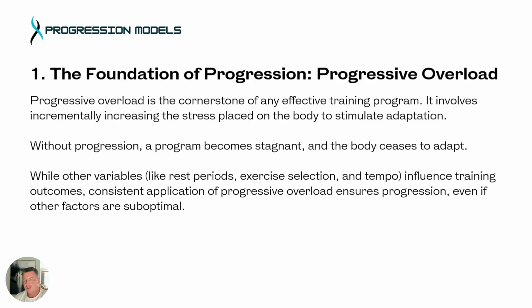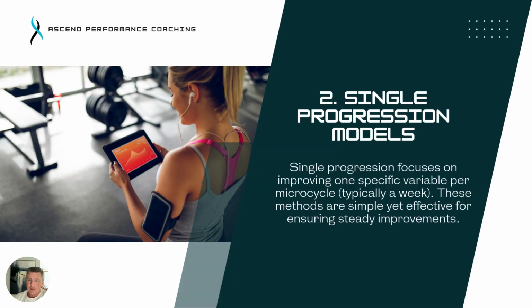So we're going to go through a bunch of different models. Now, the programs that we give you have these built into it, but it is very important that you understand it because then you can apply it yourself. So the first model is single progression models. In these, you're going to improve one specific variable per microcycle, which is typically a training week, and really simple yet effective for steady improvements.